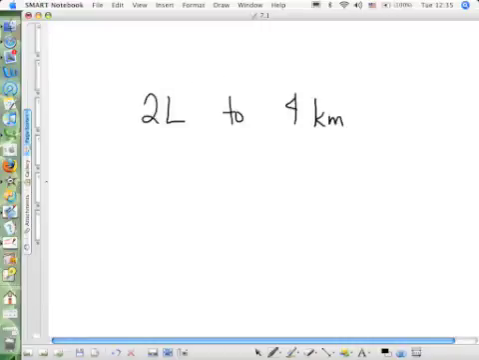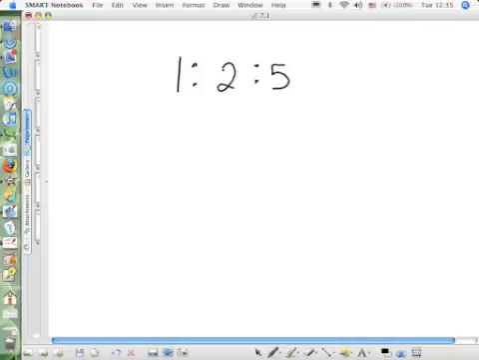Is it possible to express a ratio comparing liters to kilometers? No, it's like a person and a bus. One is talking about volume, while the other one is talking about distance. So we've got a problem. You can't put this as a ratio. It's impossible to compare.